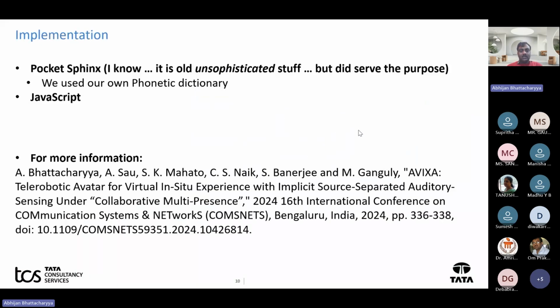For implementation, we did not go for anything very sophisticated, because one of our teams tried with wav2vec for a more generalized concept, but we found that many glitches were coming. We are not sure whether that was a problem with the training of the wav2vec, but we needed to do it in very confined cases. So we used a very old phonetics based system, so it is not very AI savvy stuff.